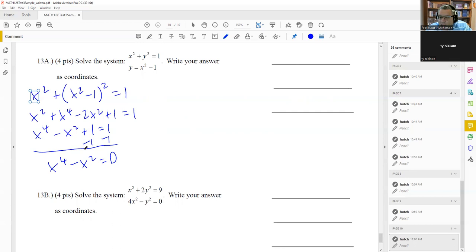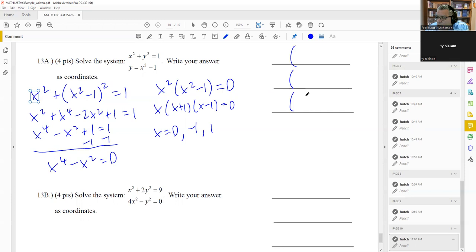So now that we're at this point, we can factor. We can take out x squared from there, and you get x squared minus 1 equals 0. You can even factor that one more time: x plus 1, x minus 1 equals 0. If you set all those equal to 0, you get x equals 0, negative 1, and 1. This is going to become the x values of your answer. That's how you get three different answers on there. But then we have to find the corresponding y values for each one. Since we already have the y that's solved, we can use that to get our y values.